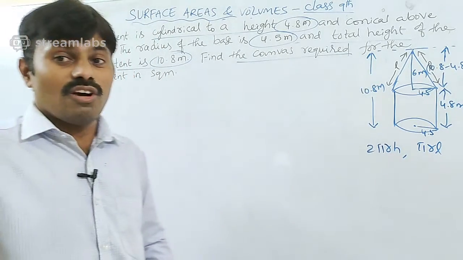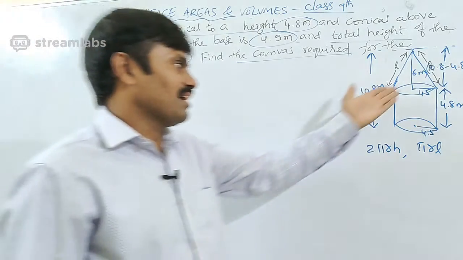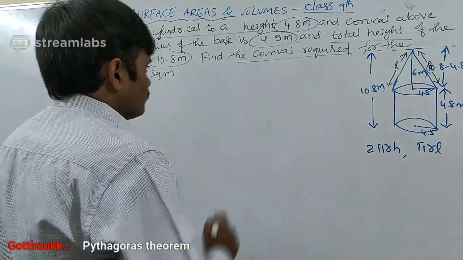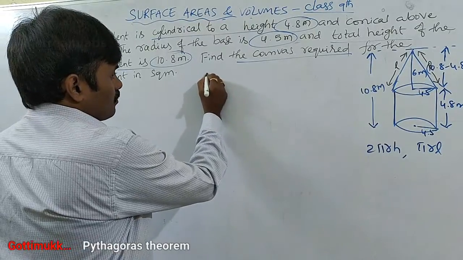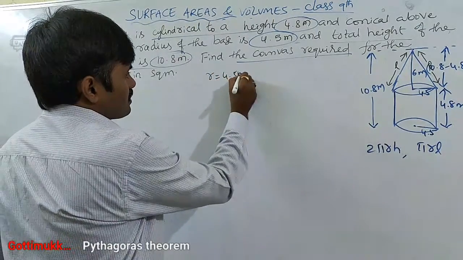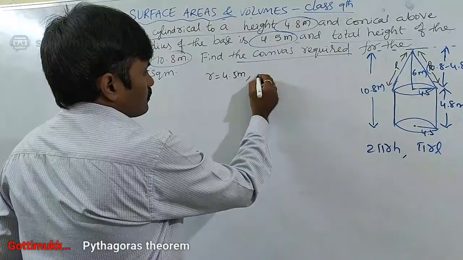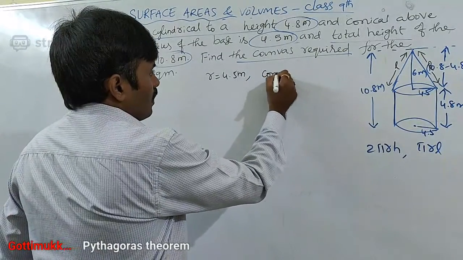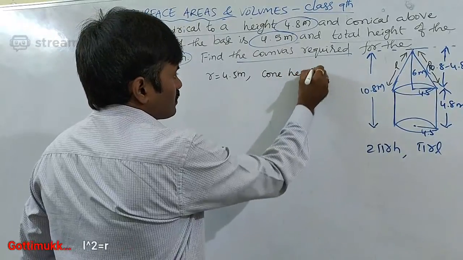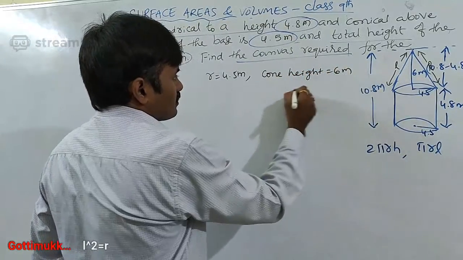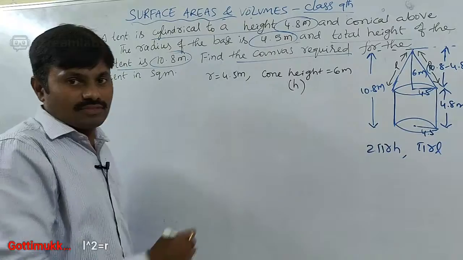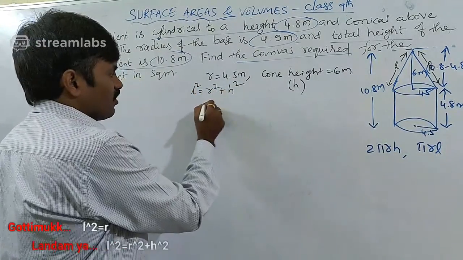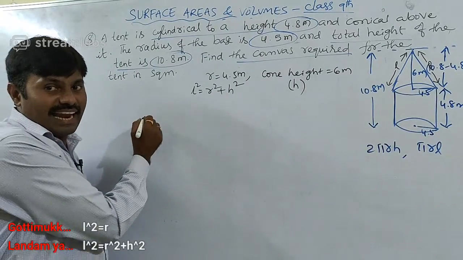So we don't know it. So how to find it? Again by the Pythagoras theorem, L square is equal to R square plus H square. Here the base radius is 4.5 meters and the cone height is 6 meters. We denote it as H. Now we are going to find L, the slant height.